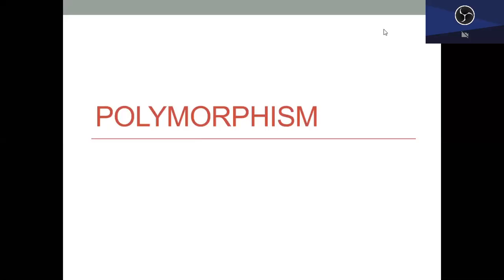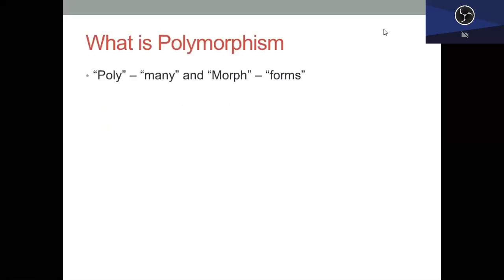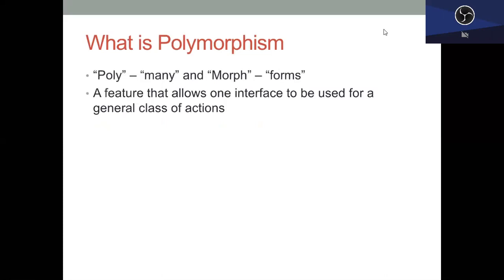Hello everybody. In today's video, we are going to talk about the third pillar of object-oriented programming, that is polymorphism. So, what exactly is polymorphism? Let us see. The word poly means many and morph means form. So polymorphism means something which takes many forms, multiple forms. It is a feature that allows a particular interface to be used for a general class of action.